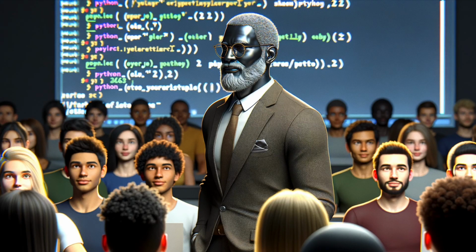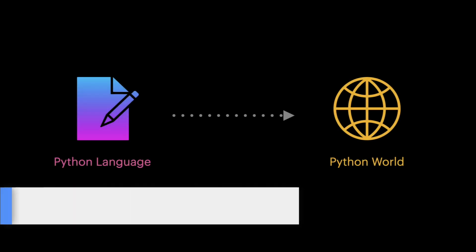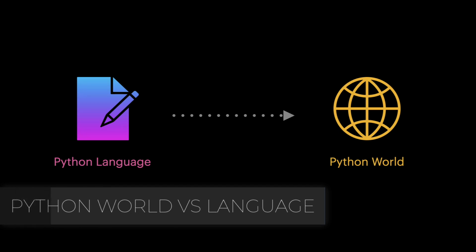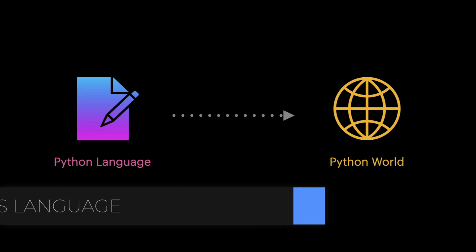Right off the bat, I want to call your attention to a very important distinction. When we think of Python, we think we are learning a programming language. That is indeed the case. However, this gets things backwards.